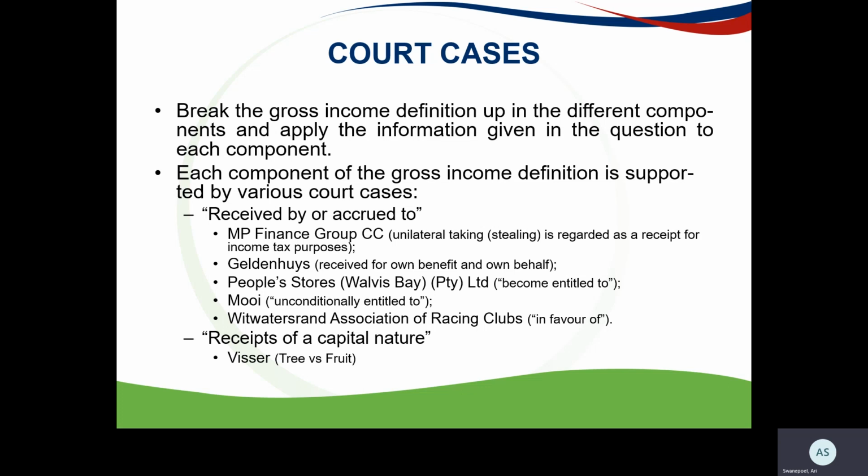Okay, then receipts of a capital nature. There it was the Visser case, the tree versus the fruit principle laid down. So the tree can be, a taxpayer has a second house which he rents out to receive rental income. So the house will be the tree, the capital, and the fruit will be the rental income.